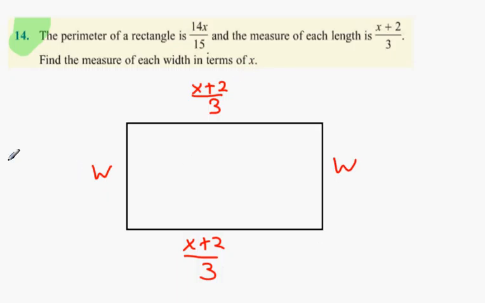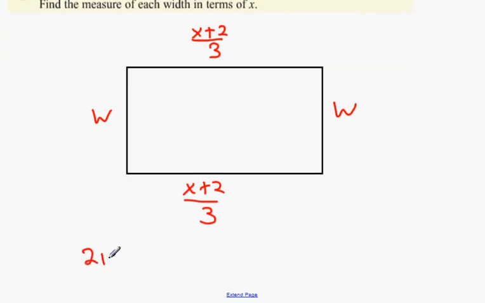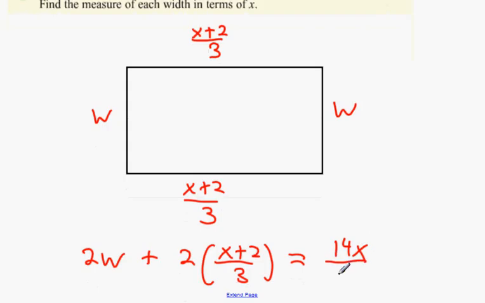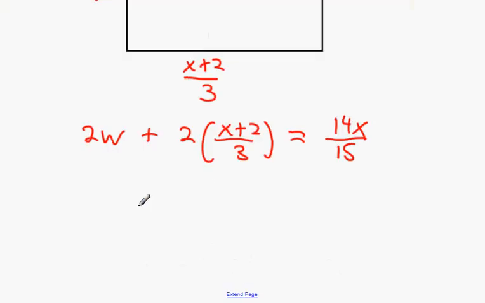When you add them all together, it gives you 14x over 15. So 2 times the width plus 2 times, brackets, x plus 2 over 3 has to equal 14x over 15. Now, what you can do next is the following. 2w equals, multiply that out.